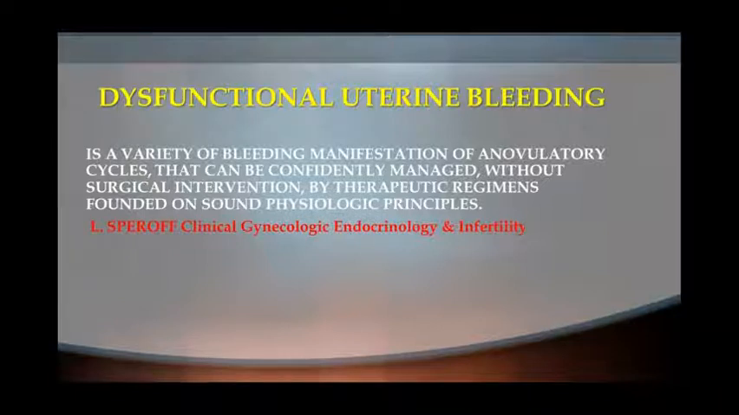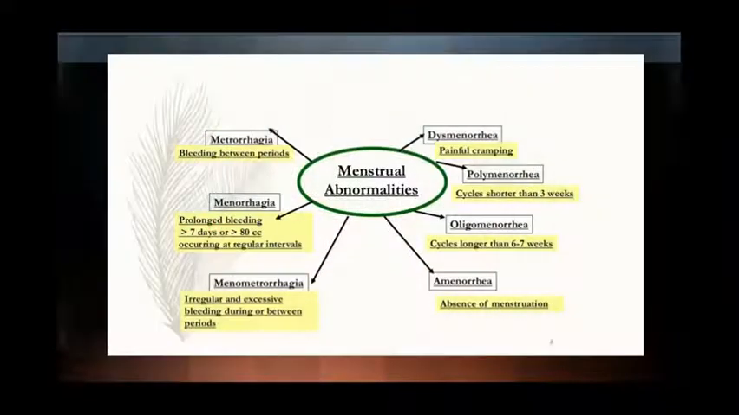This is a classic. I always like to go back to Speroff in defining the approach to dysfunctional uterine bleeding. Speroff, in the 90s in the academic years, mentioned that a variety of bleeding manifestations of anovulatory cycles can be confidently managed without surgical intervention by therapeutic regimens founded on sound physiologic principles. And if we know what the physiologic principles are, then we will be able to utilize the arsenal of therapeutic measures that we have in the proper and effective way to stop the bleeding.